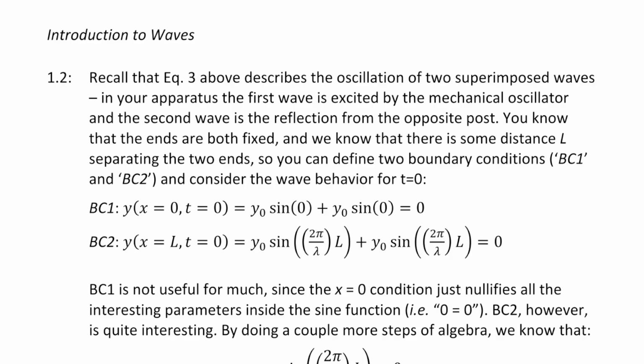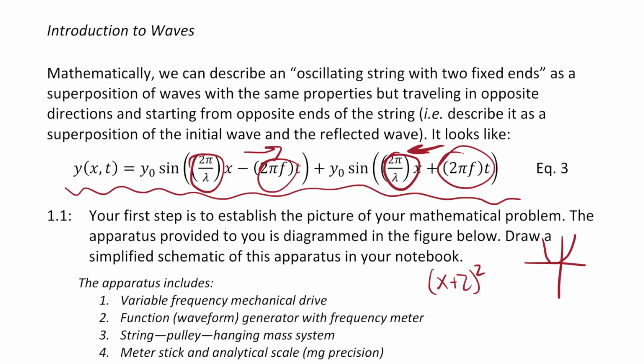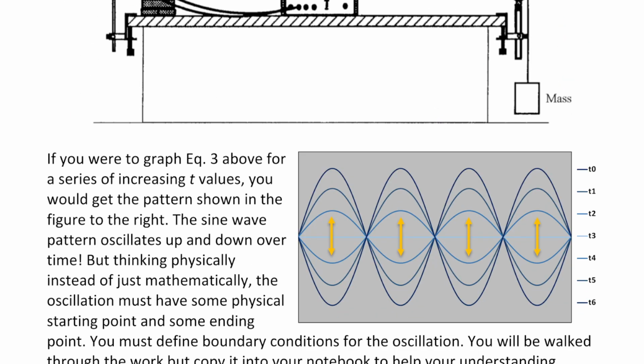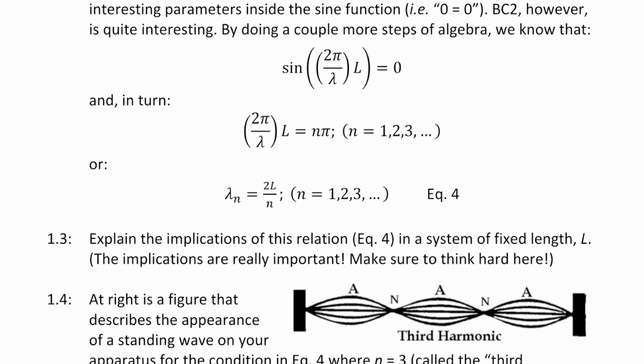And so in that case, at x equals L, we plug in L for this x value here, and we do that for both of these waves. If we plug in 0 for time, you'll find that they're actually identical. And so we still set this equal to 0 because we're saying that the y position is always 0. And then we end up finding that sine of 2 pi over lambda times L equals 0.